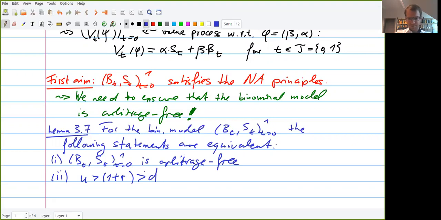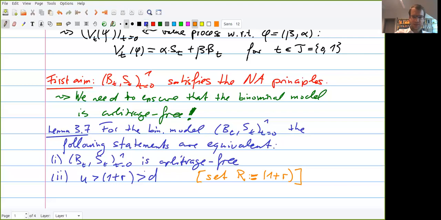And I forgot to introduce the following parameter. Okay, this is not part of the model, but as you see here, the 1 plus R plays an important role. So let me make this a definition. So this is 1 plus R is just given by this capital R here.